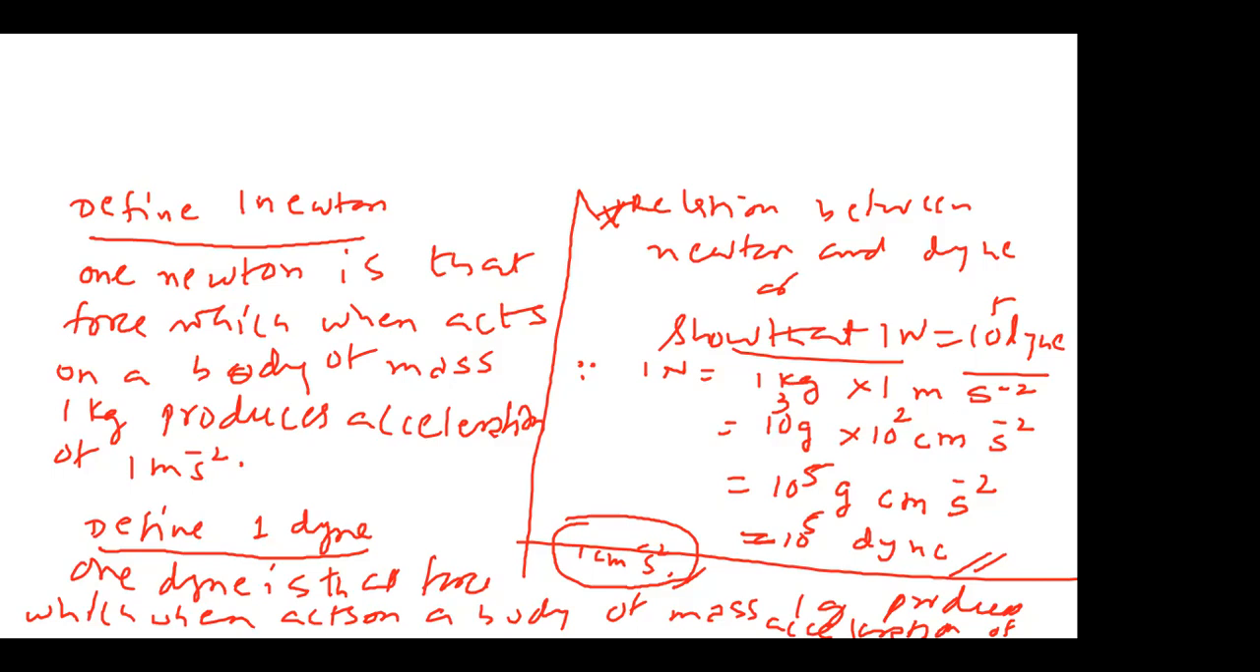Sir, what is the physical meaning of 1 meter per second square? 1 meter per second square means the change in velocity is 1 meter per second in every 1 second. If a body changes its speed from 6 to 7 in 1 second, that is nothing but 1 meter per second square.